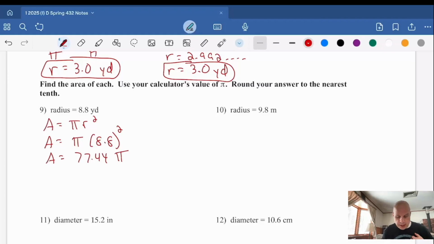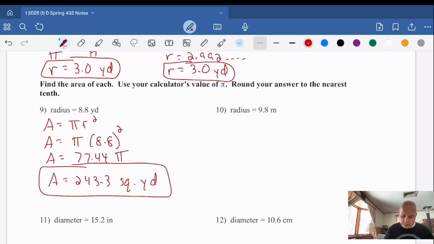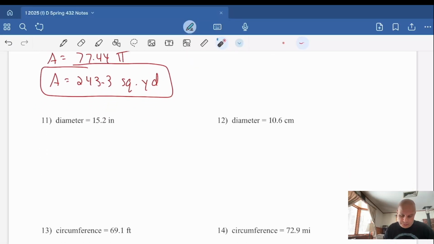And I'm going to be multiplying that by pi. And when I do that, rounding to the nearest tenth, you should get 243.3 square yards, or yards squared. So if you're given the radius, substitute that radius right into our formula, and that'll give you the area.